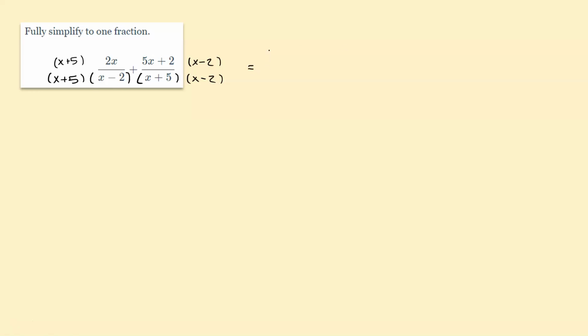All right? And then for this type of problem where you're doing a lot of work to come up with these common denominators, for the numerators, you need to fully distribute and multiply everything. So I'm going to multiply this 2x times x plus 5. So 2x squared plus 10x.